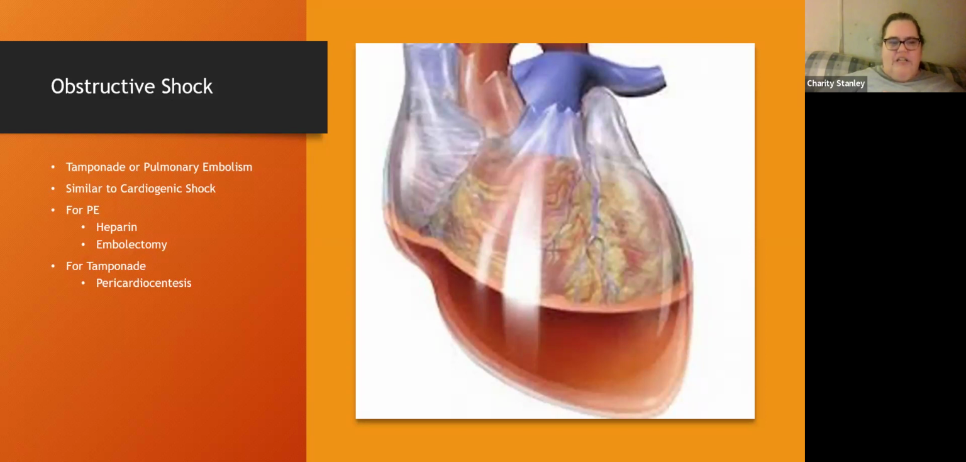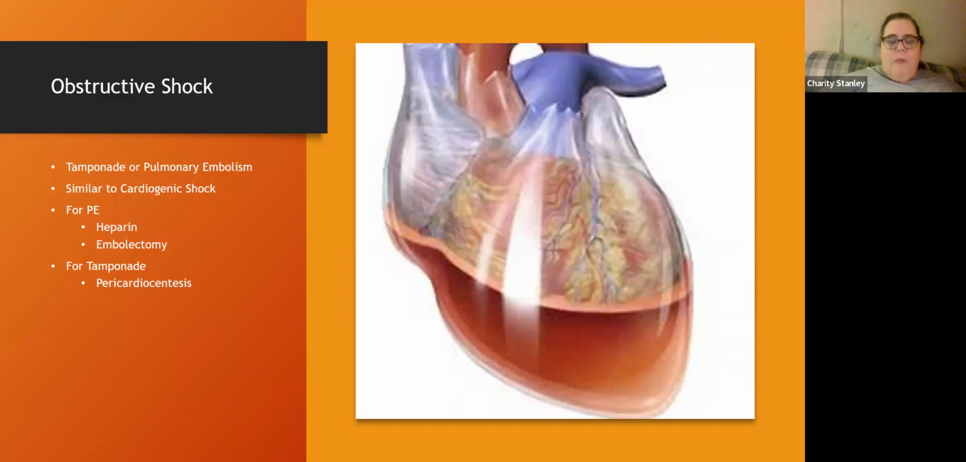That's called a pericardiocentesis. So, pulmonary emboli can create symptomatologies very similar to cardiac tamponade and obstructive shock. So, with this, if we suspect that it's a PE, we will either go in and pull out the embolus or we'll start the patient on heparin.